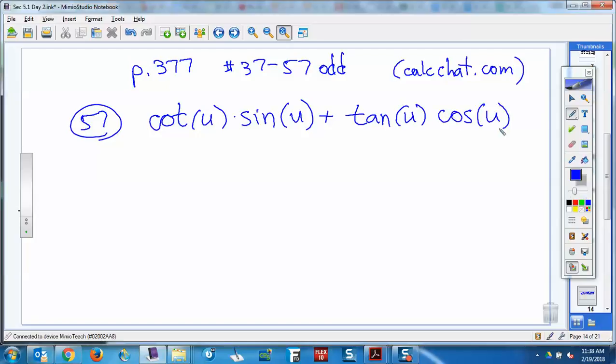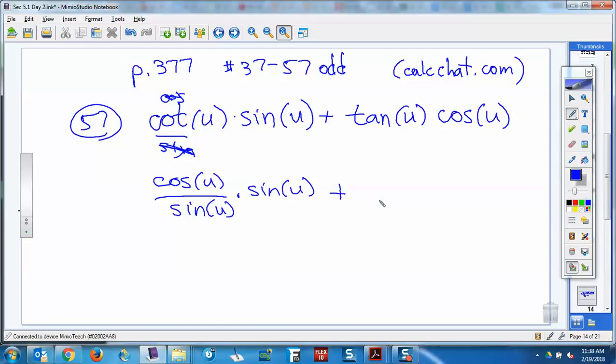Okay, ideas here. Turn it into sine and cosine. Now we're going to have several strategies as we go along, and hopefully you're going to get better at recognizing the problem. You're going to say, hey, I remember that one. I've done something similar. Here was a good strategy. One of the strategies is turn things into sines and cosines. So this becomes cosine over sine. Maybe I should just write it out. Cosine u over sine u times sine u plus sine u over cosine u times cosine u. What happens right here?